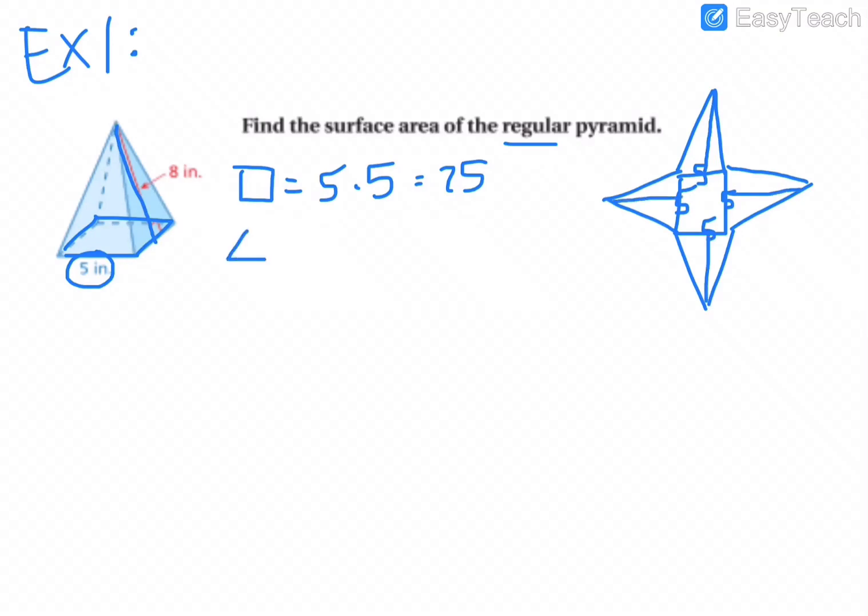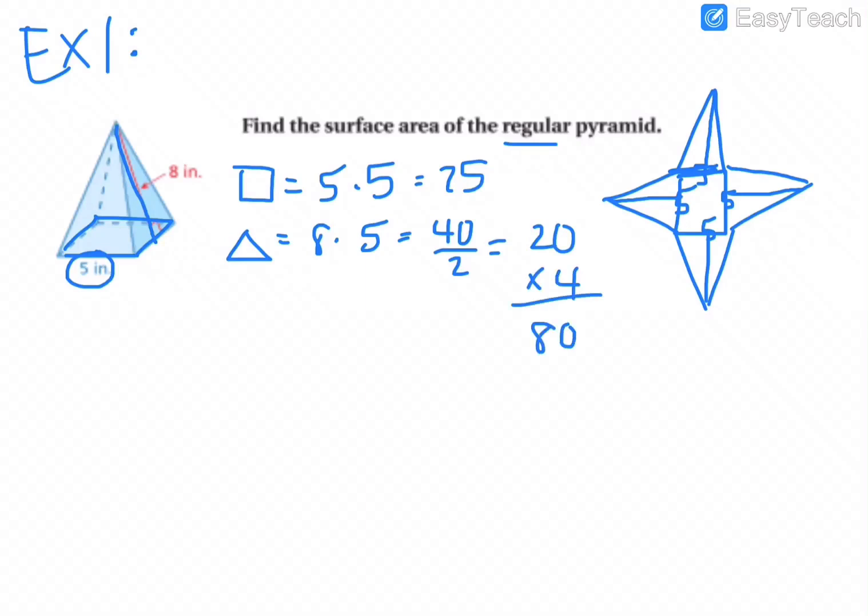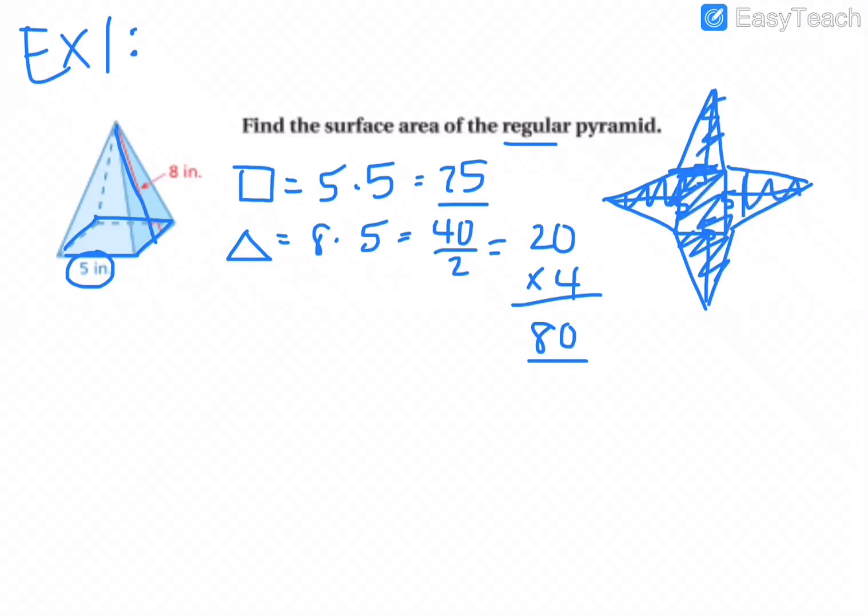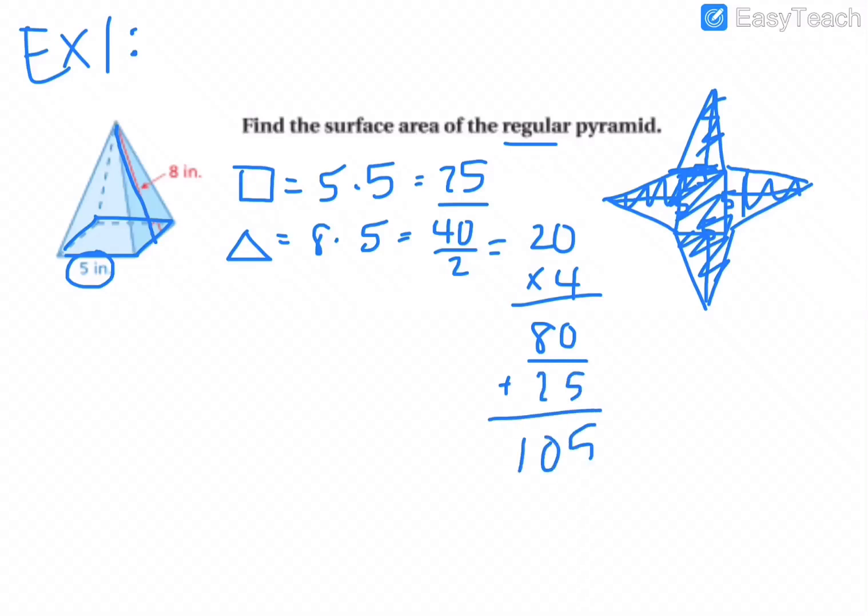Okay, so I'm just going to do one of them here, and then I'm going to multiply by 4. So it's going to be 8 times the base, which is 5, and that's 40. Divide that by 2, and you get 20 for each triangle. But since there are 4 triangles, we're going to multiply that by 4, and that gives us a total of 80. So now all we have to do is add the 80, which is again covering all 4 of these triangles, and then the square on the bottom, which was 25. And that's going to give us a grand total of 105 inches squared.